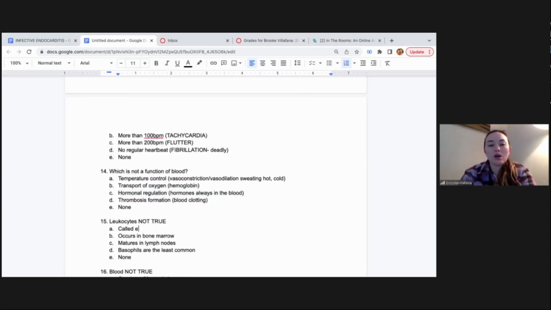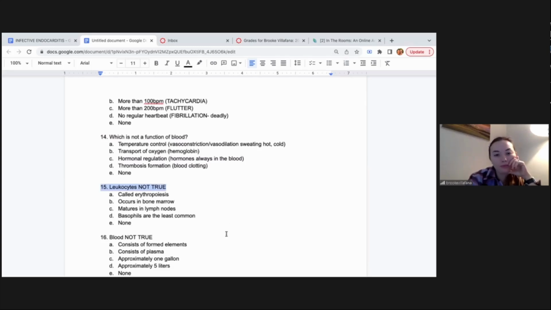So which of these is not true of leukocytes? I'm trying to say here, creation. Good. So everybody's saying A. What would the answer be if I change this to hemopoiesis? So let's answer it one more time.